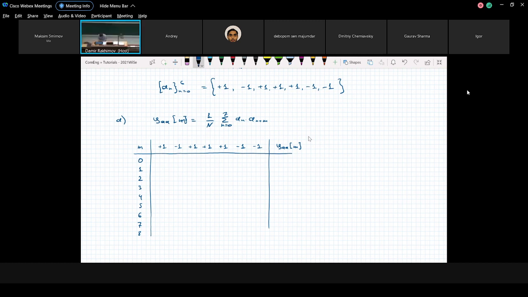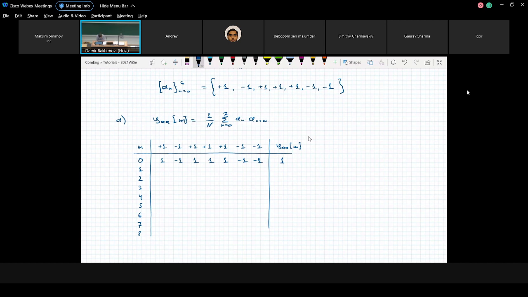Okay, so let's do shift by 0 in the same sequence: 1, minus 1, 1, 1, minus 1, minus 1. What will be the result of this element-wise product and summation? 7. No, not 7. Yes, the summation will be 7, but then we also have to normalize by the number of elements. So it will be 7 divided by 7, which is 1.